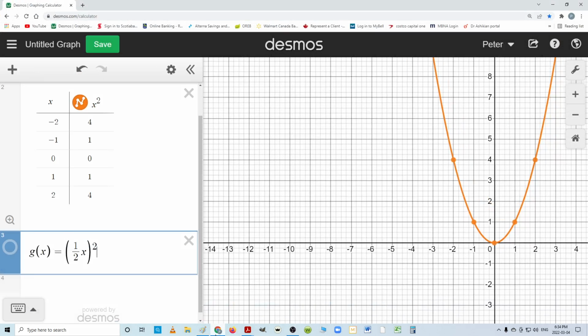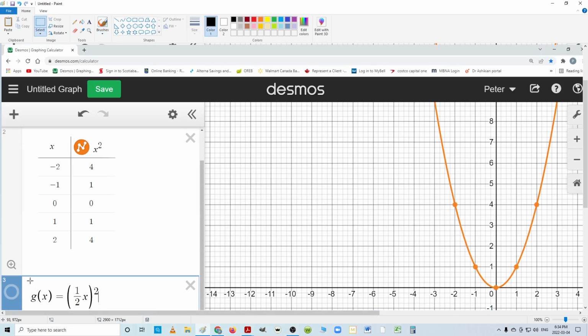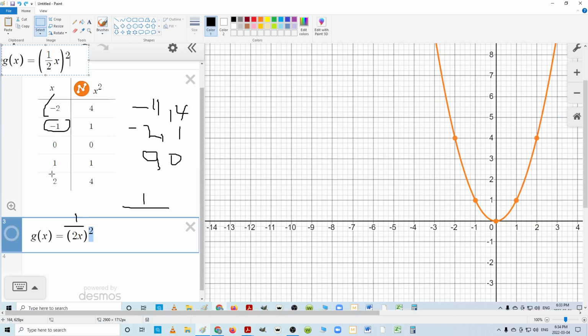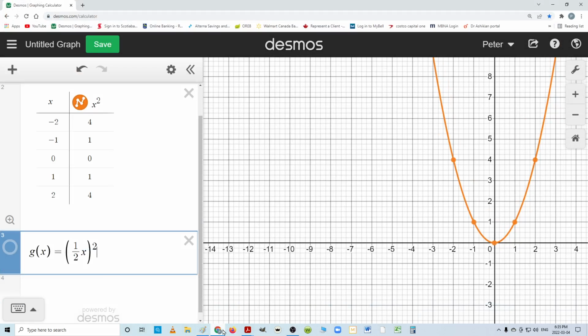Let's see if I can get a picture of it. There it is there on the left. And this last one, so we got 0, comma 0, it didn't change. 1, comma 1, when I multiply my x by 2, I get 2, comma 1. And when I multiply this one by 2, I get 4, comma 4. So I should get minus 4, comma 4, minus 2, comma 1, 0, comma 0, 2, comma 1, and 4, comma 4. So I'm going to turn it on.